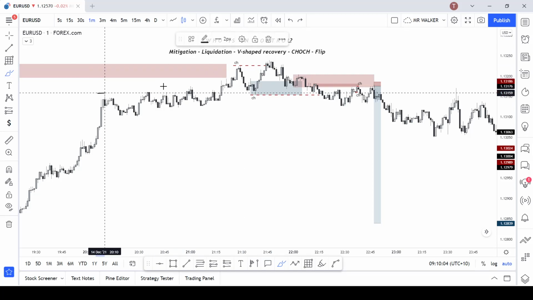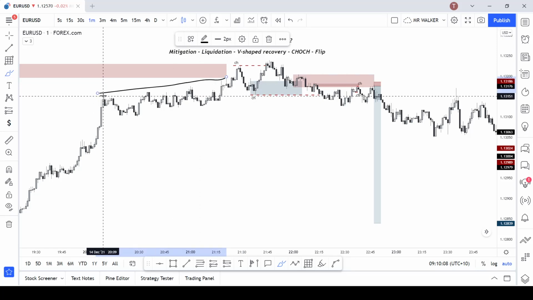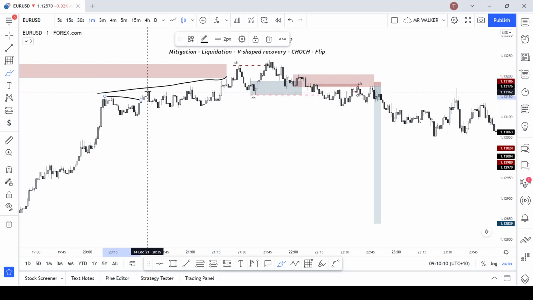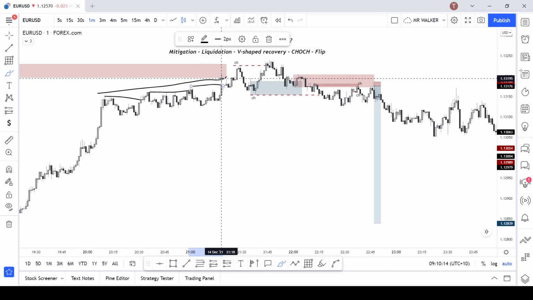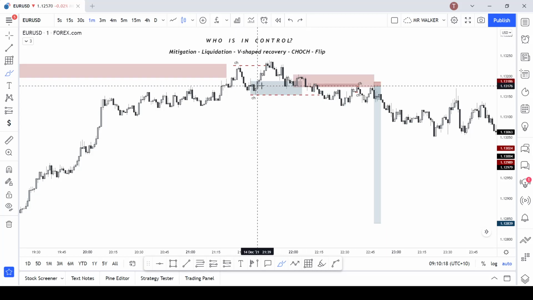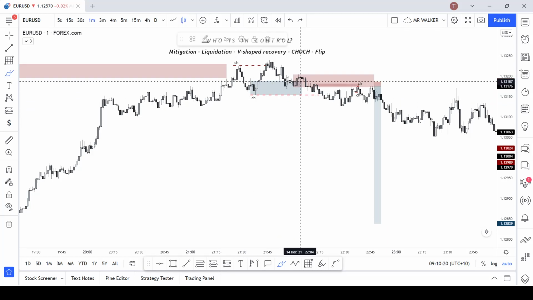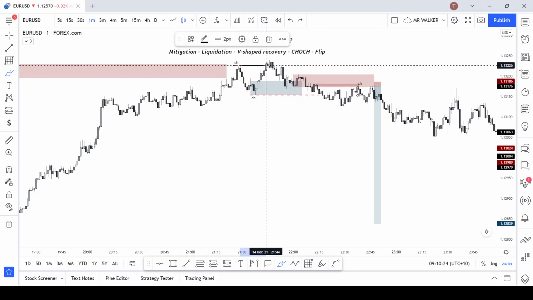So yeah, we have this cumulative trendline liquidity that got swept with all these highs. They have swept that, and then we have this demand. We have a change of character.